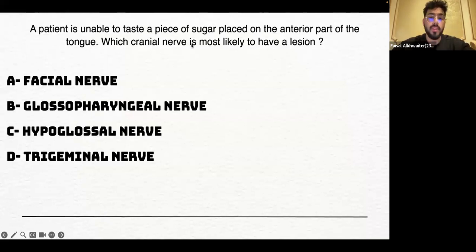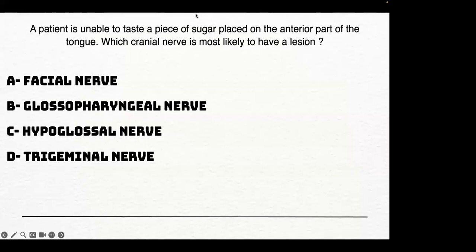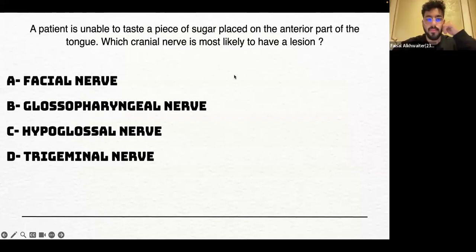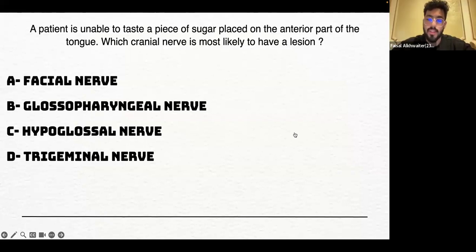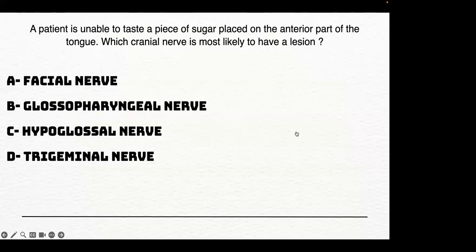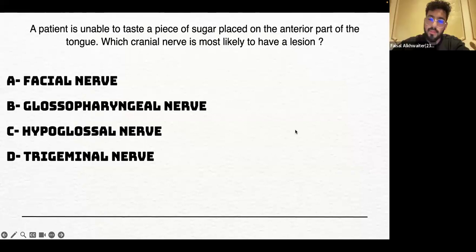A patient is unable to taste a piece of sugar placed on the anterior part of the tongue. Which cranial nerve is most likely to have a lesion? D. Okay, so why do you think it's D? Because the trigeminal nerve is what supplies the sense of taste to the anterior two-thirds of the tongue. Is it taste or general sensation? Sorry, yeah, trigeminal was general sensation, while facial nerve was for taste. Okay, so yeah, that's great.